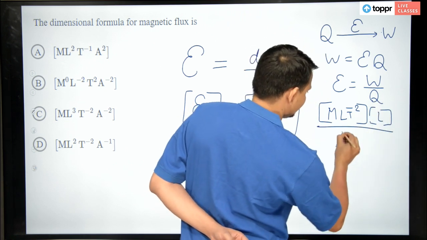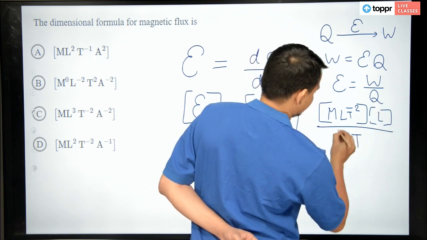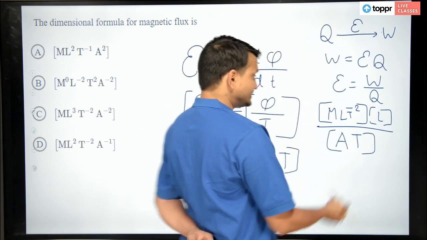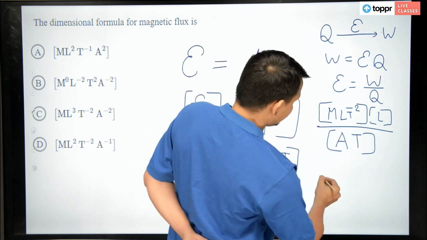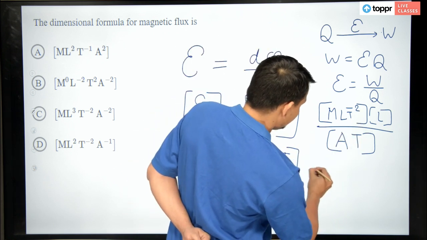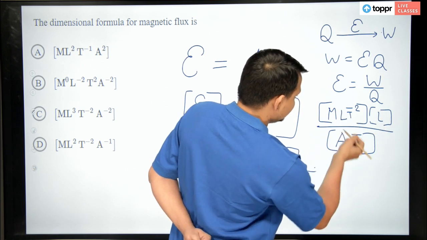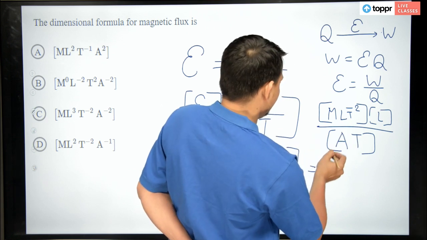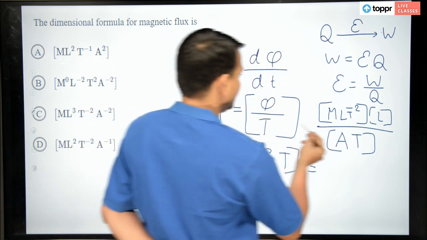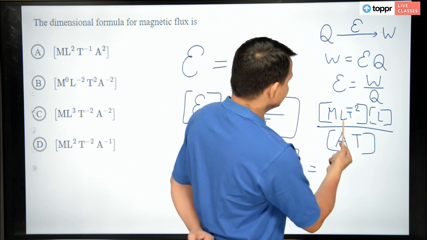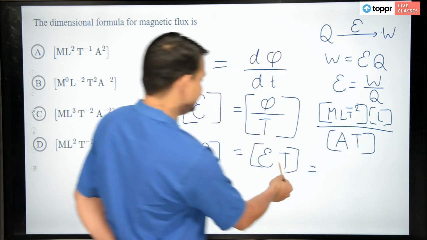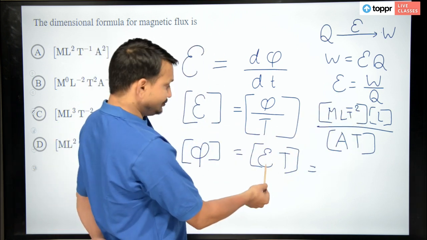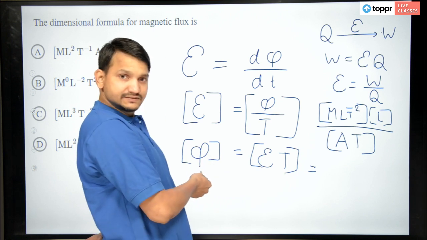Q equals A T. A represents ampere, current, T represents time. Our whole formula gets converted into M L square T inverse square T inverse square and T here. So this is for EMF into T gives us magnetic flux.